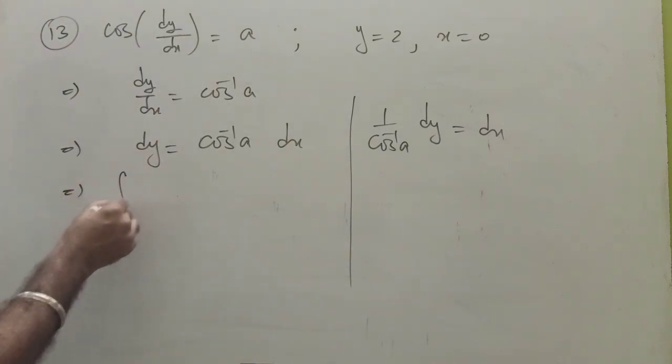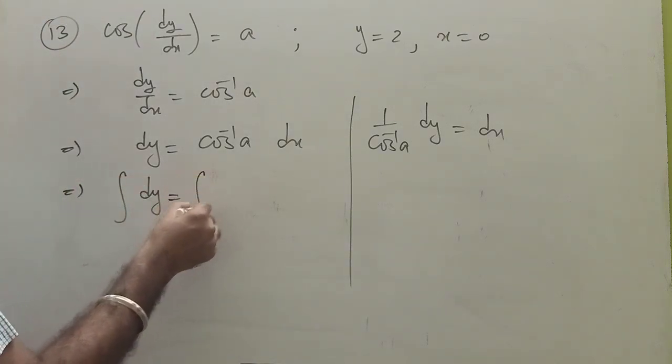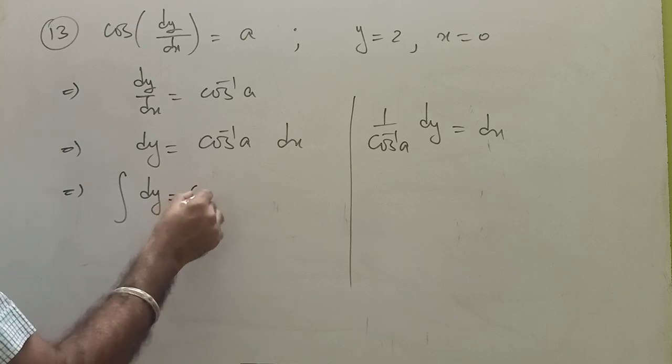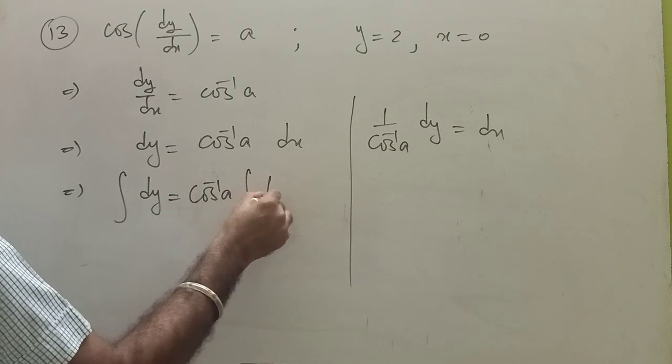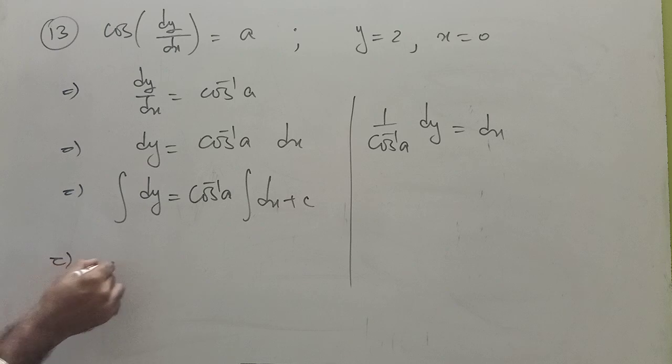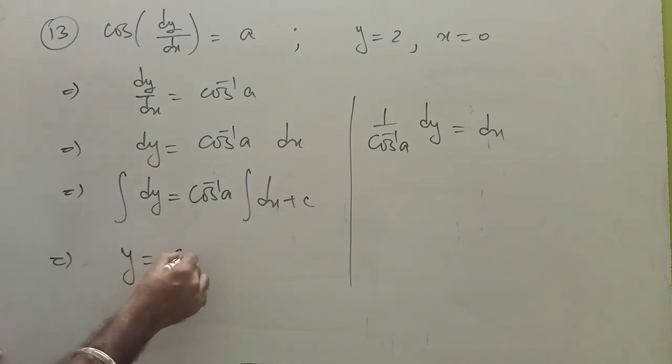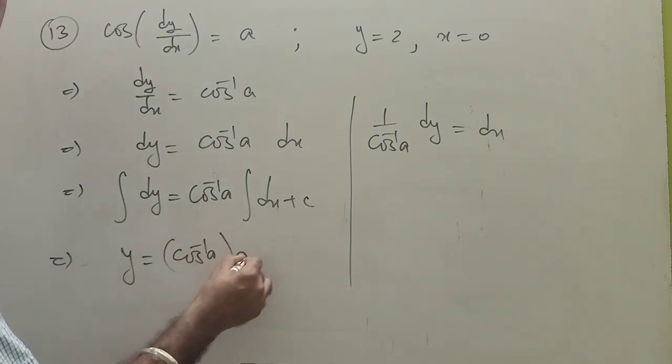Now integrating both sides, integral of cos inverse a is constant, integral of dx plus c. So y = cos inverse a into x plus c.